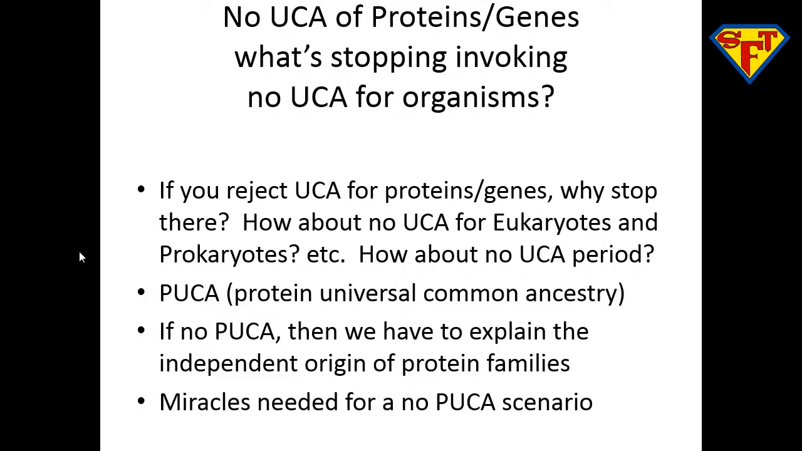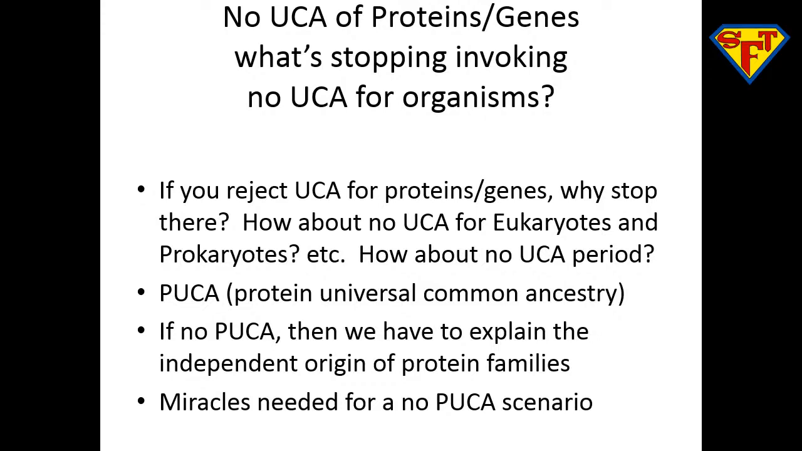if you reject universal common ancestry for proteins or genes, why stop there? How about no universal common ancestry for eukaryotes and prokaryotes, et cetera, or anything else? How about no universal common ancestry, period? Now, I call the protein universal common ancestor PUCA. I pronounce it PUCA. So if there's no PUCA, then we have to explain the independent origin of protein families. This would imply miracles are needed for a scenario where there is no PUCA.